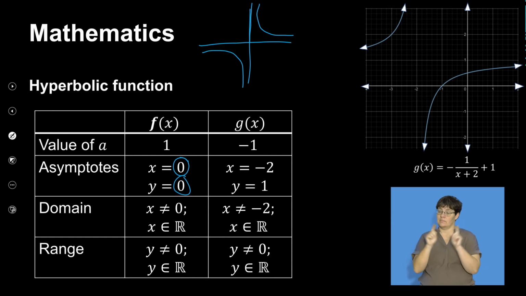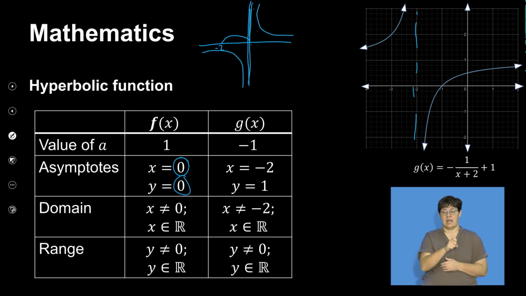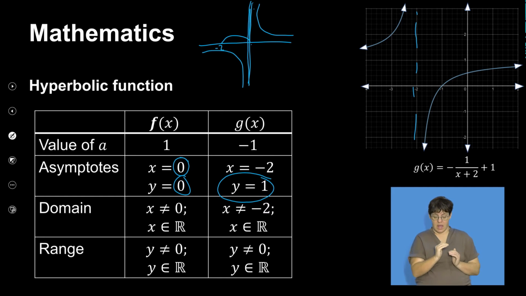But the graph was now shifted 2 units to the left. So instead of it now becoming x equals 0, it moves 2 units to the left, which will land at minus 2. Hence, the new asymptote is now x equals minus 2. And then the y asymptote was at y equals 0. This also shifted 1 unit up. It became y equals 1.